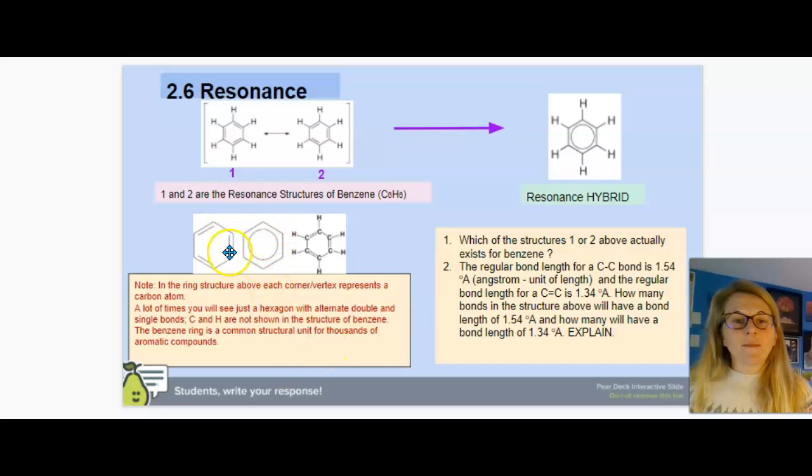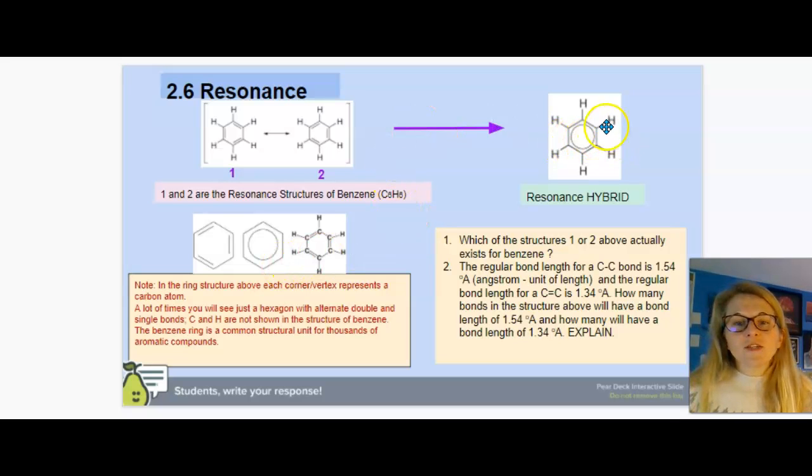And so organic chemists will actually show this flip-flopping or alternating of double and single bonds that we see in the top picture, structure 1 and structure 2. They will draw that as a circle, as we see in the lower picture. The center diagram there is how an organic chemist would actually draw this hybrid structure.